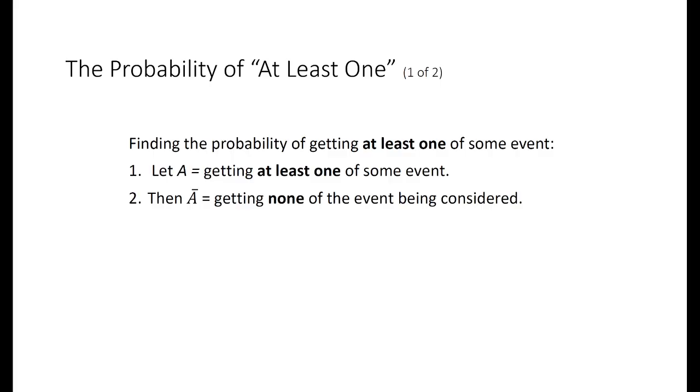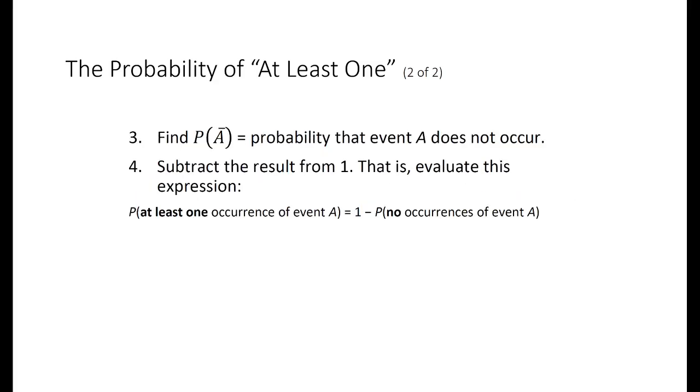So this is the notation. Let A mean getting at least one of some events, and A complement is getting none of the event being considered. Then there is a relation: the probability of finding at least one occurrence of event A is equal to 1 minus the probability of finding no occurrence of event A.